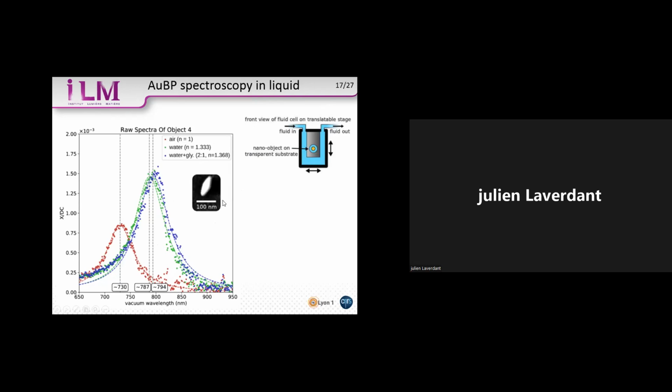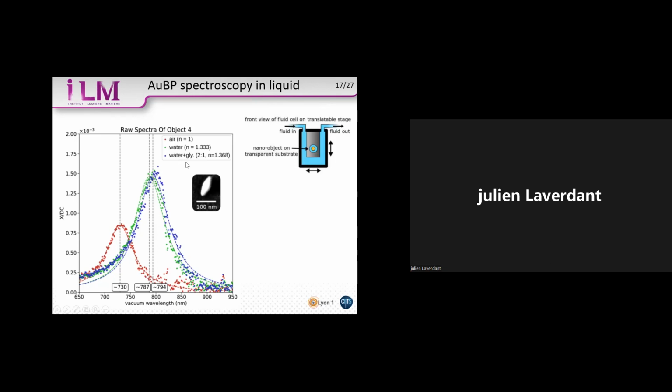And on the left, you have the results for one bipyramid, the spectrum for one bipyramid. Here you have in red the result obtained for bipyramids set in air, so we don't put any water around. And when we include water, you see a shift of the resonance. So we go from 730 to 787 nanometers for the resonance wavelength.